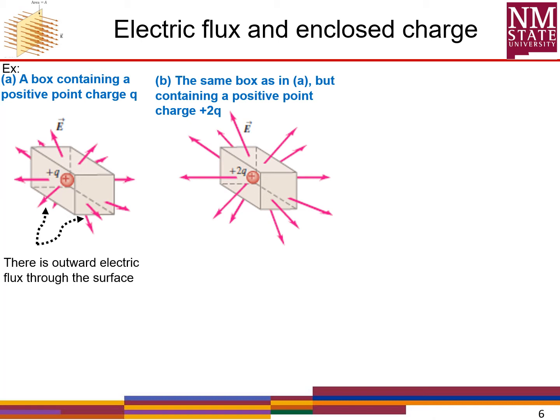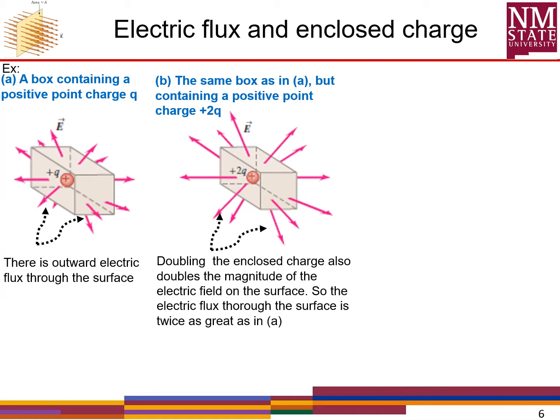So here you had plus Q, now you have plus 2Q. I didn't change the shape or size of the box. It's the same box, but I changed the magnitude of that charge. Now it's 2 times bigger than the previous case, part A. If you have more charge, then doubling the enclosed charge also doubles the magnitude of the electric field on the surface. So the electric flux through the surface is twice as great as in part A. That means doubling the enclosed charge doubles the flux, because if you increase the charge, then the electric field will increase.